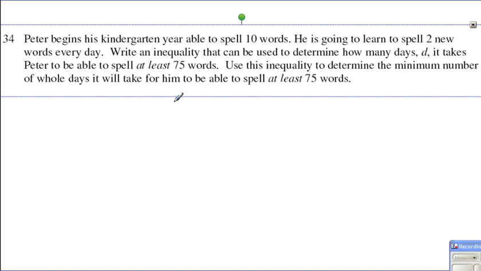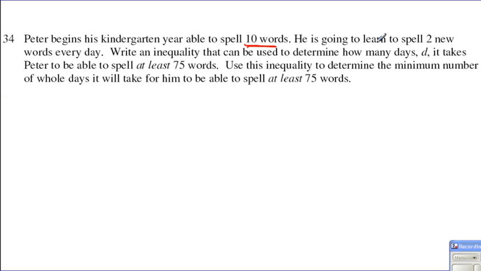Peter begins his kindergarten year able to spell 10 words. Okay, now he's going to spell 2 new words every day. Write on any 2 words every day. Every day is very important. That means first day would have been 10. Second day would have been 10 plus 2. Third day would be another plus 2. Fourth day would be another plus 2. So, and so forth and so on.